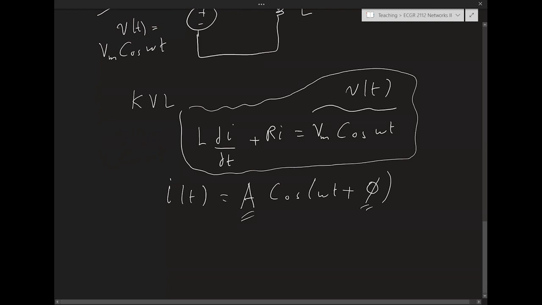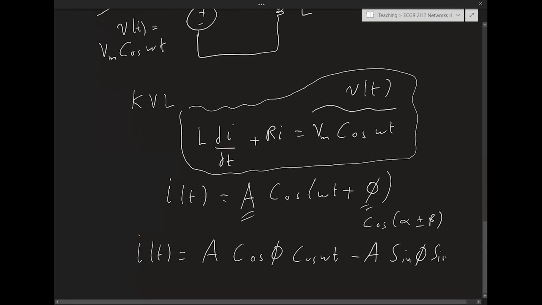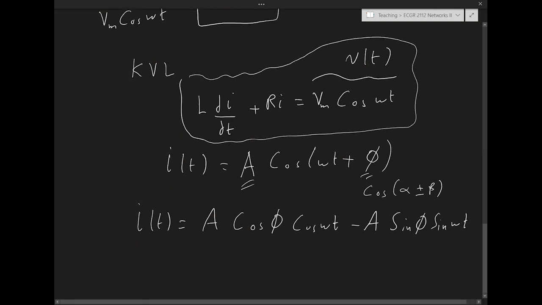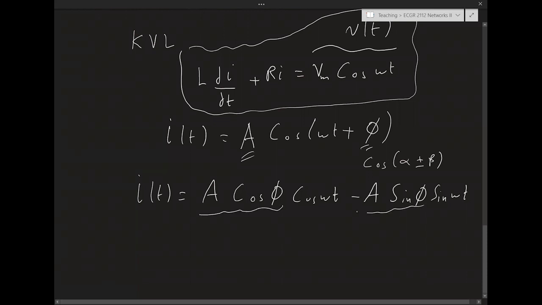All right. Before doing that, let me write it in a different form. Let me expand this. Let me use the summation identity, so cosine of alpha plus beta, right? We remember that identity. So if I use that identity, I get A cosine phi cosine omega t minus A sine phi sine omega t. It's clear that A cosine phi is constant and A sine phi is constant. So let's define new constants, A1 and A2, to represent those two constants. Right. So i of t is going to be just A1 cosine omega t plus A2 sine omega t. All I did is rename constants.